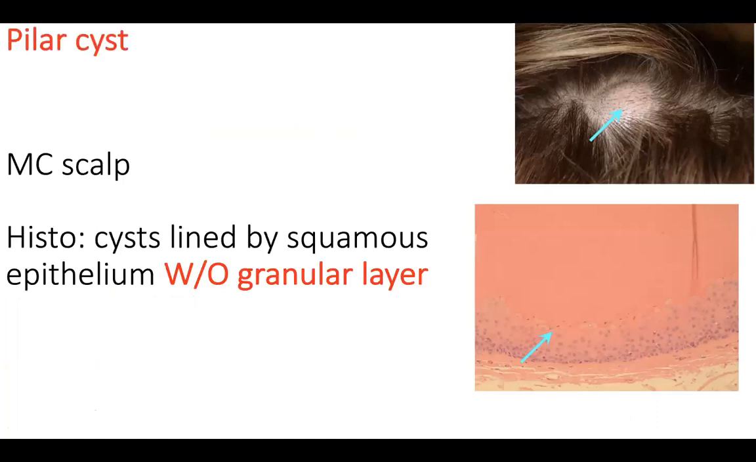Okay, so now we are at the top of the head, so pilar cyst. It's most common on the scalp. They're cysts lined by squamous epithelium, and they don't have a granular layer. So we can see that right here.